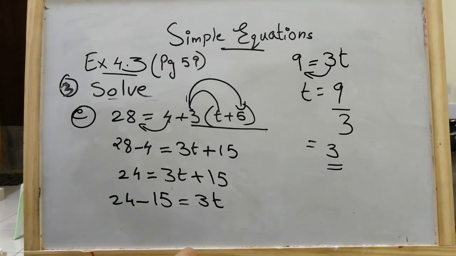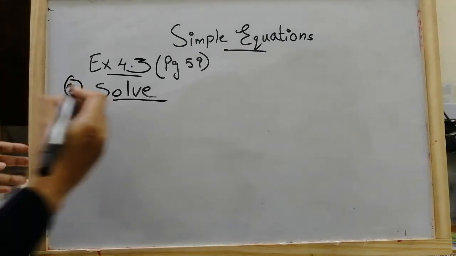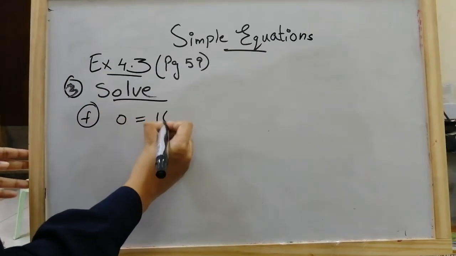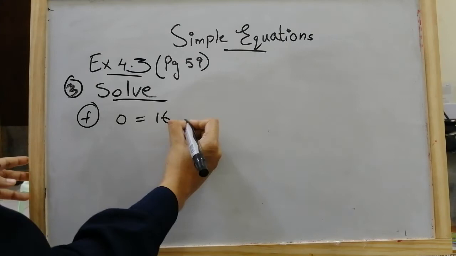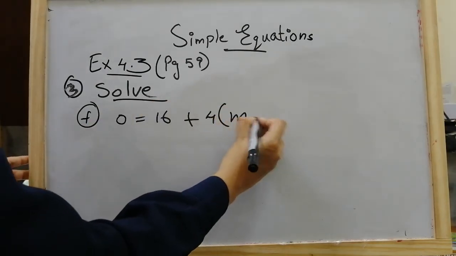Okay, I'll explain one more. Sub question 5, F. Let me explain sub question F here. Now your sub question F here is 0 is equal to 16 plus 4 into m minus 6.